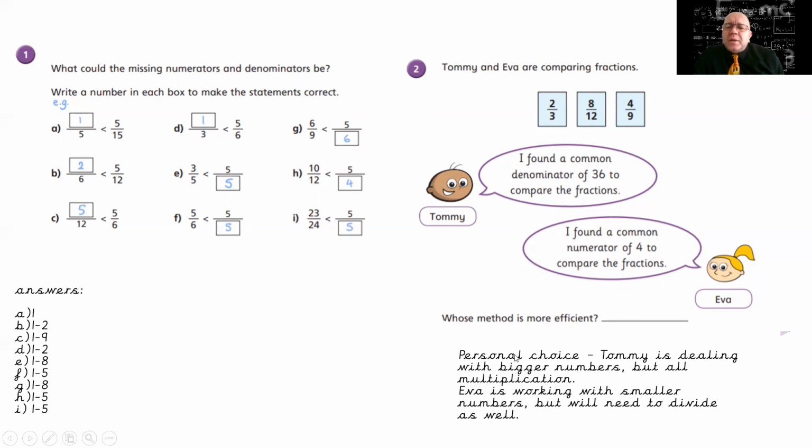Whereas Eva is using a mixture of multiplication and division. And so she's got to keep track of what she's doing. She's got to make sure she's doing the right operation, while she is dealing with smaller numbers, though. So it's whatever you prefer. You can see from the confusion I've just created for myself, I prefer Tommy's method. But that's personal choice. If you're happy with multiplying and dividing in the same calculation, then that's fine. Eva does work with smaller numbers. Tommy works with bigger numbers, but he's just using one operation. So personal choice. Which do you understand? Which do you prefer? There's no right answer there.